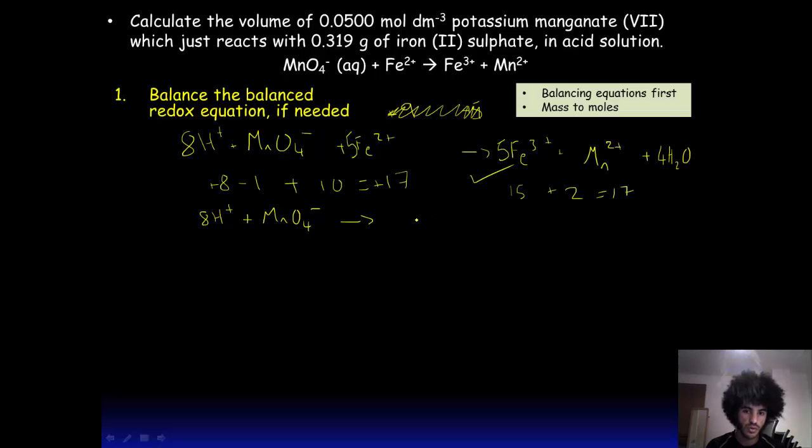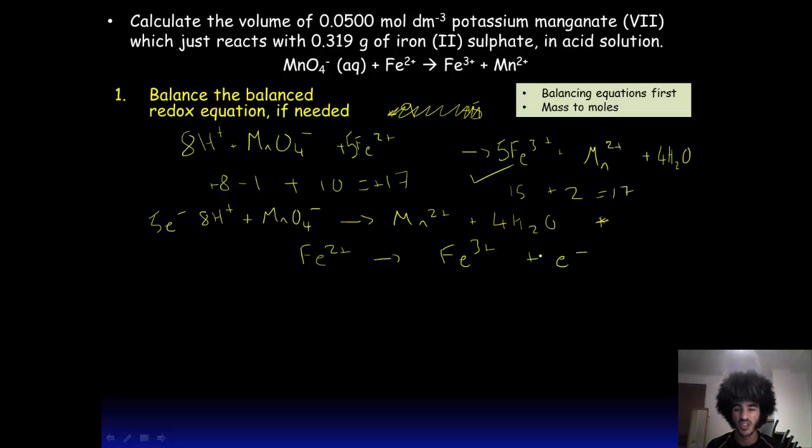which gives you Mn2+ and 4H2O, right? That's one of them. And I think also there's 5e- somewhere, wherever that may be. 5e- there. So they'll give you that, and they'll also give you it for iron. And for iron, it's really easy. It's just Fe2+ makes Fe3+ plus e-. Chances are they'll probably give you those two equations.